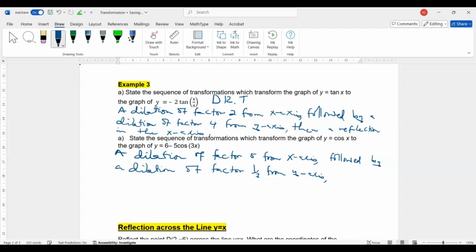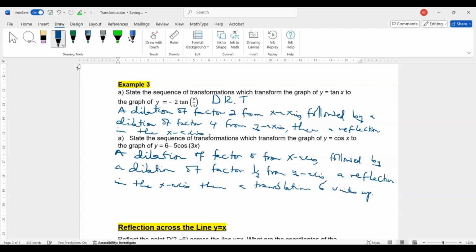All right, and now we do the R now. So R, reflection on the x-axis, a reflection in the x-axis, then we finish with the translation. Then a translation of 6 units up.